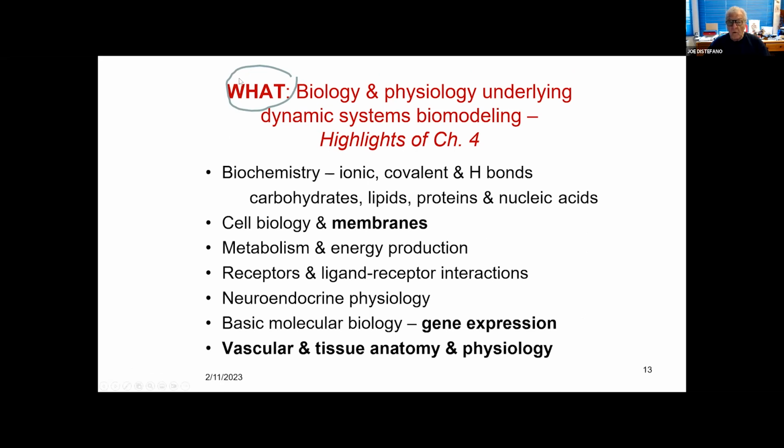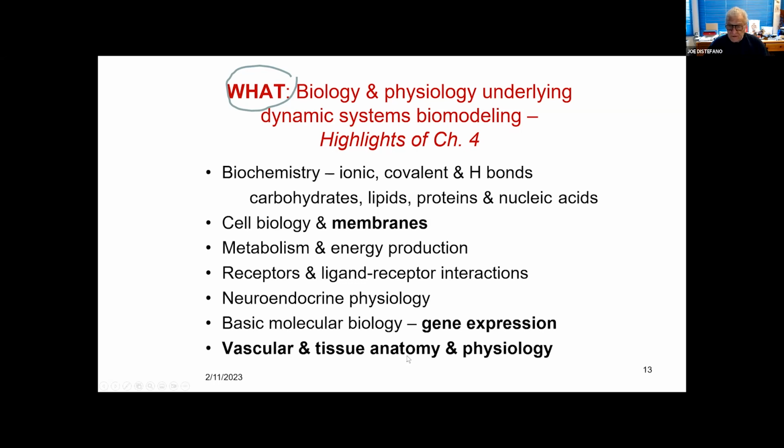So here's the biology and physiology. I talk about biochemistry, cell biology, membranes and membrane transport, because dynamics is important in the kinds of modeling that I'm teaching, and the rest of these subjects. And I spend a little bit more effort on gene expression because gene expression models, I use as the basis of many things in describing the goals of my course.